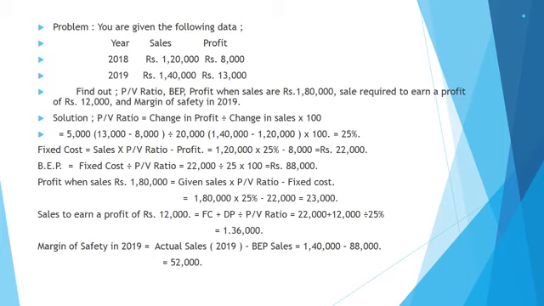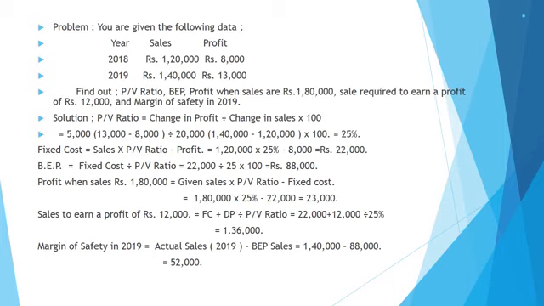Similarly, we have to calculate change in sales. Sales of 2018 rupees 1,20,000. Sales in the year 2019 1,40,000. So 1,40,000 and 1,20,000, the change is 20,000. So change in profit rupees 5,000 divided by change in sales 20,000 whole multiplied by 100 is equal to 25%. So PV ratio is 25%.